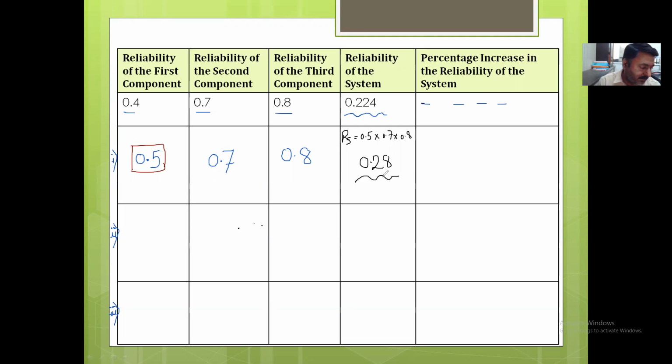So I can say the percentage we can calculate as 0.228 minus 0.224, in comparison of this we are going for, divided by 0.224. Here you will get a fraction, multiplied by 100, you will get a number. So in comparison with 0.224, how much percent is it increased? Now tell me the answer.